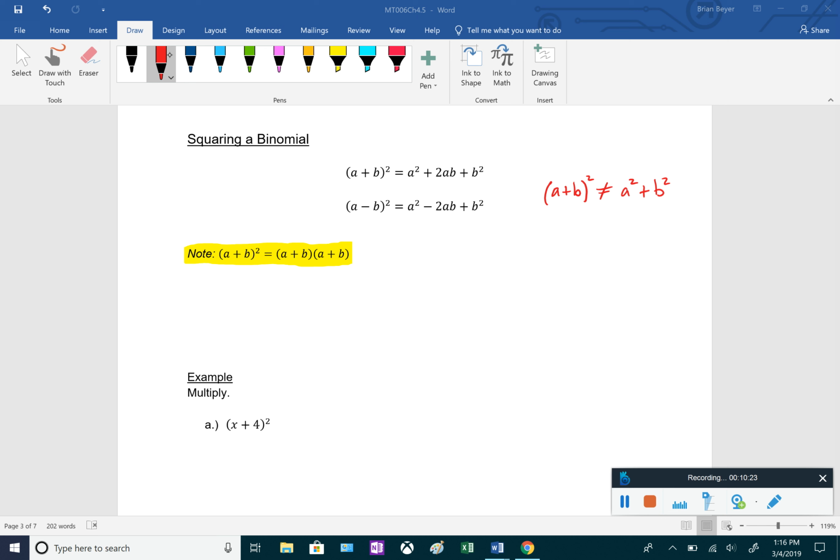So let's see why that shortcut equals that. If we're multiplying a plus b times a plus b, we would have to distribute that. So we'd end up getting a squared plus ab, and then plus ab plus b squared. Those middle terms are like terms. They would combine to be 2ab. So there's our shortcut that we have written up top.